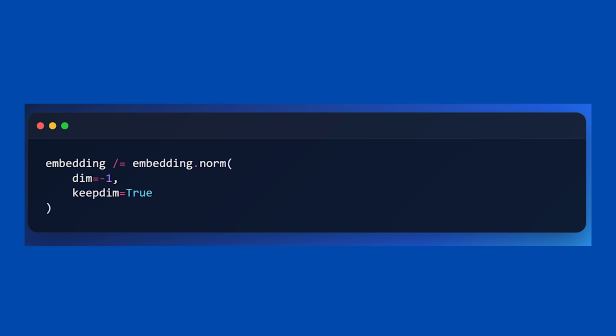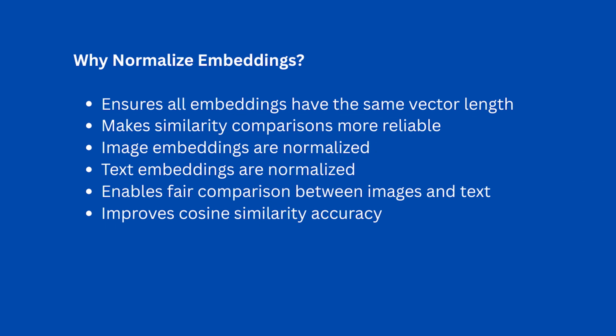But before storing these embeddings, there is one important step: normalization. We normalize them. So why do we do this? Different embeddings can have different length. Normalization makes all embeddings have the same length. So similarity comparisons become much more reliable. In OpenCLIP, image embeddings are normalized. Also, text embeddings are normalized. This allows us to compare them fairly using cosine similarity.